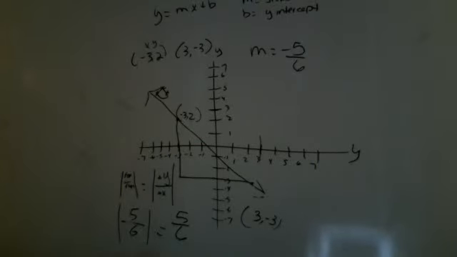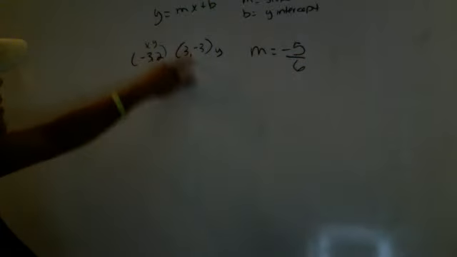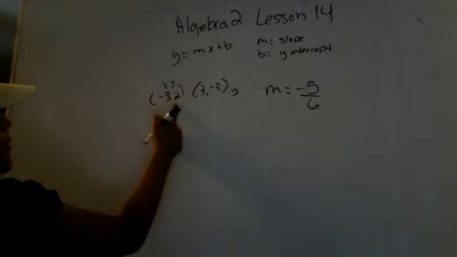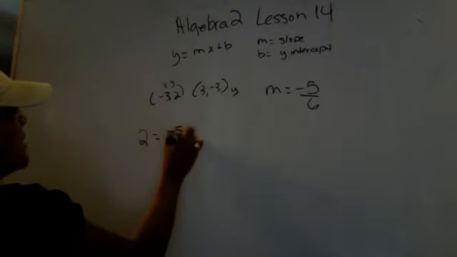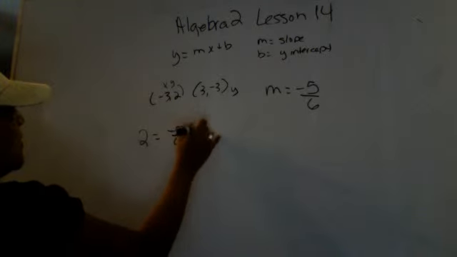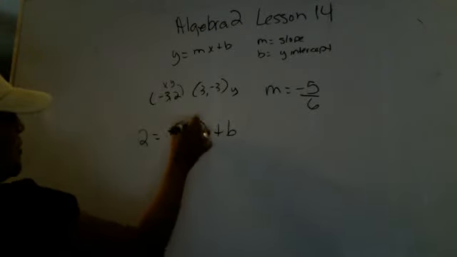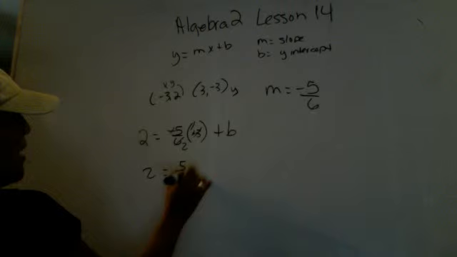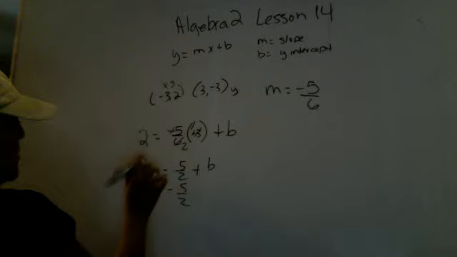Could I find that? Yes, I could use either negative 3, 2, or 3, negative 3, and substitute it into the formula up here, y equals mx plus b. So let's try both. Remember, the first coordinate is your x, the second coordinate is your y. So we're going to say 2 equals, what is my slope? We know that, negative 5 over 6, times x, negative 3, plus b, and then I can solve for b, yes? So this becomes positive 15 over 6, or 5 halves. So I have 2 equals 5 halves plus b. Minus 5 halves, minus 5 halves. This becomes 4 over 2.